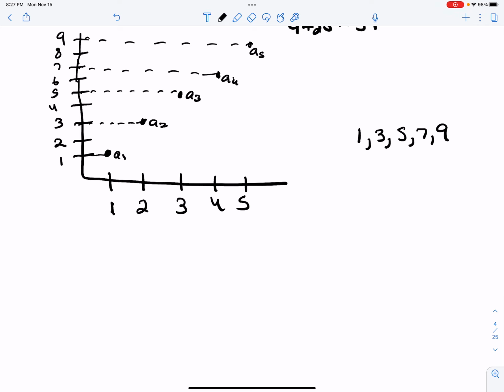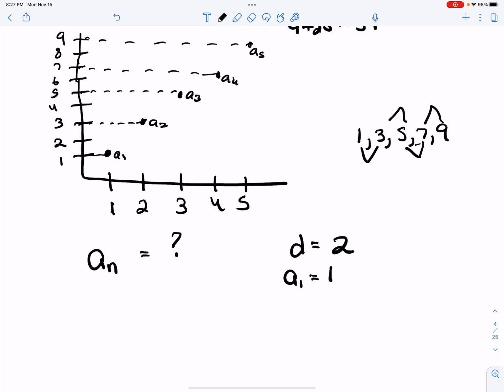Now it might ask a question like, what is a sub n? You know, do a little formula. Well, we can see from this the common difference is 2. Because if you do 3 minus 1, you get 2. Or if you do 5 minus 3, you get 2. Or 7 minus 5, or 9 minus 7. So we have a common difference of 2. So that gives us a good start. And we know a sub 1 is 1.